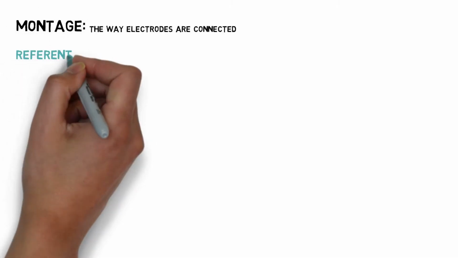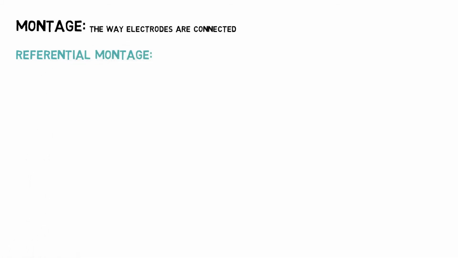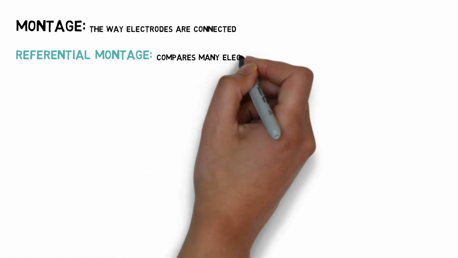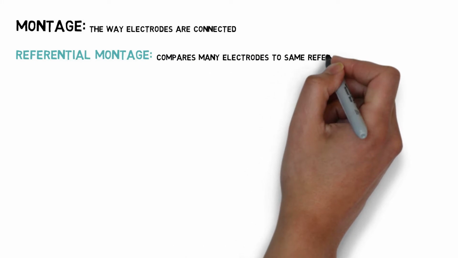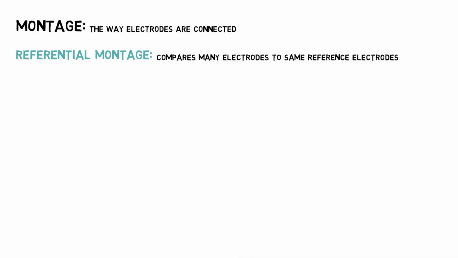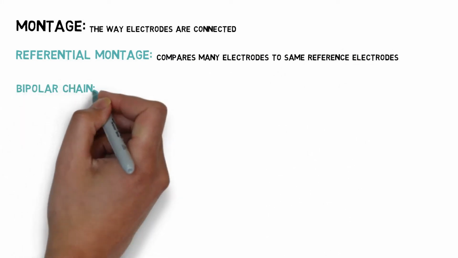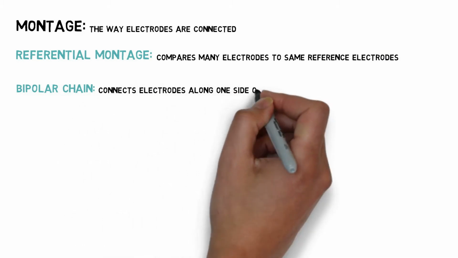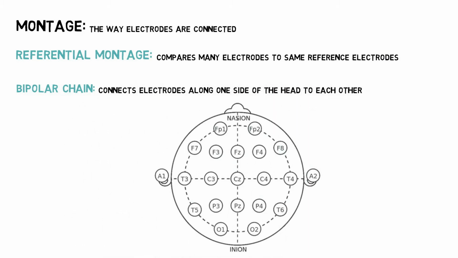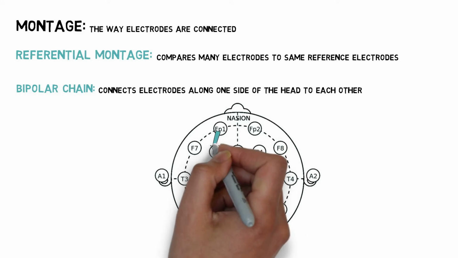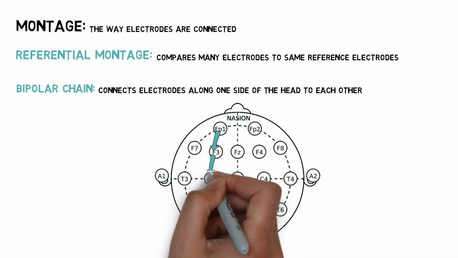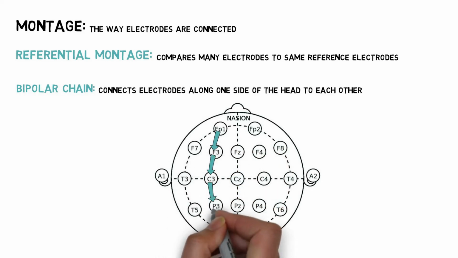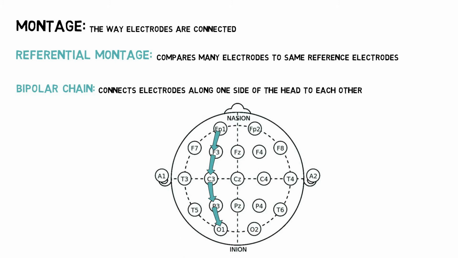The way the electrodes are connected is called a montage. A referential montage takes the electrodes of interest and compares them to the same reference electrode, usually the ear on the opposite side. Another montage is to connect the electrodes along one side of the head to each other in a bipolar chain. This would connect the FP1 to the F3, to the C3, to the P3, to the O1 electrodes down the side of the head.